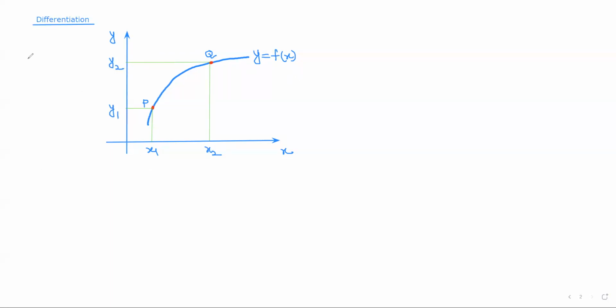Can I write y1 as f of x1? Yes or no? And y2 as f of x2? All of you say yes or no. Yes, sir. I can, I'll tell you why I can do this. Suppose I have y is x square only, right? So this is a function of x.